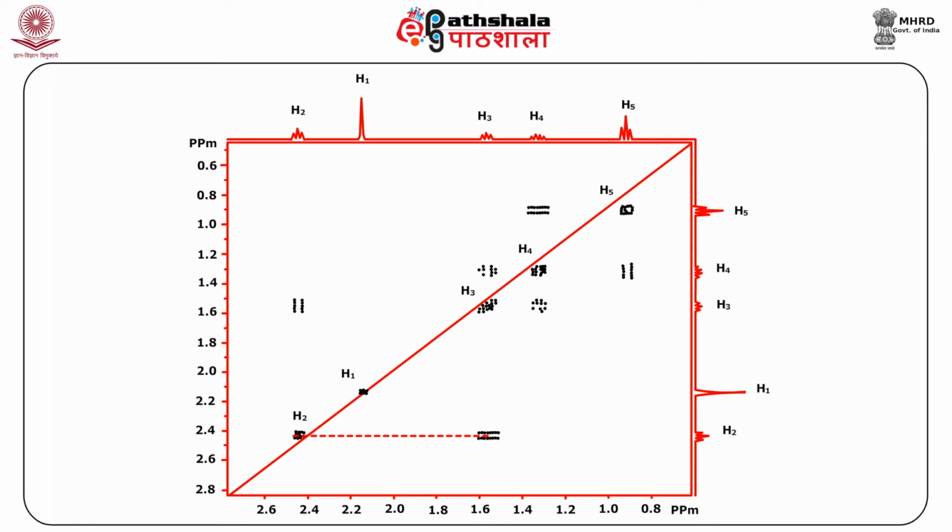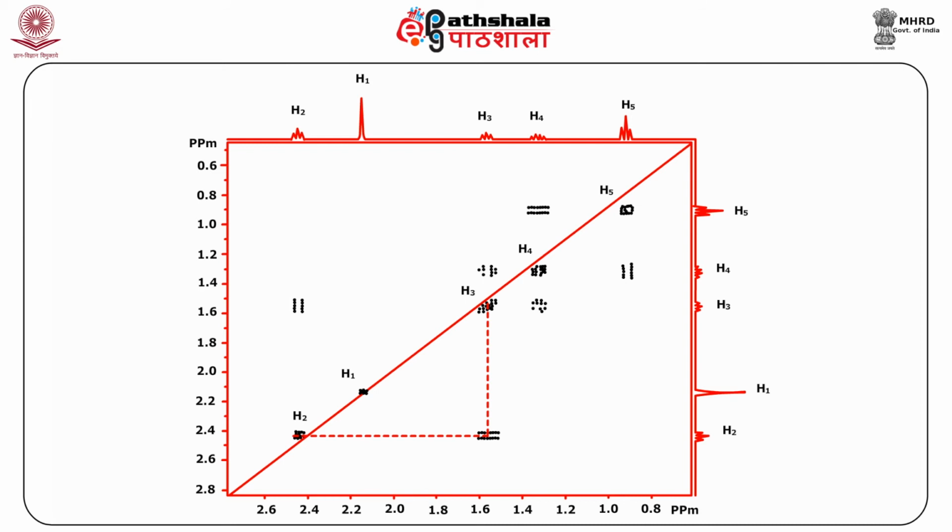This line intersects the spot on the diagonal that corresponds to the H2 proton. Again, draw a vertical line from the same off-diagonal spot. This line intersects the spot on the diagonal corresponding to the H3 proton. Now this relation shows that the H2 proton is coupled with the H3 proton.